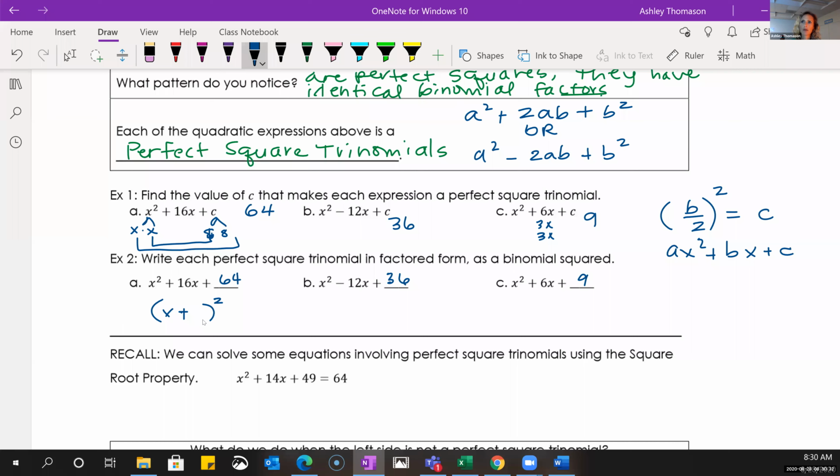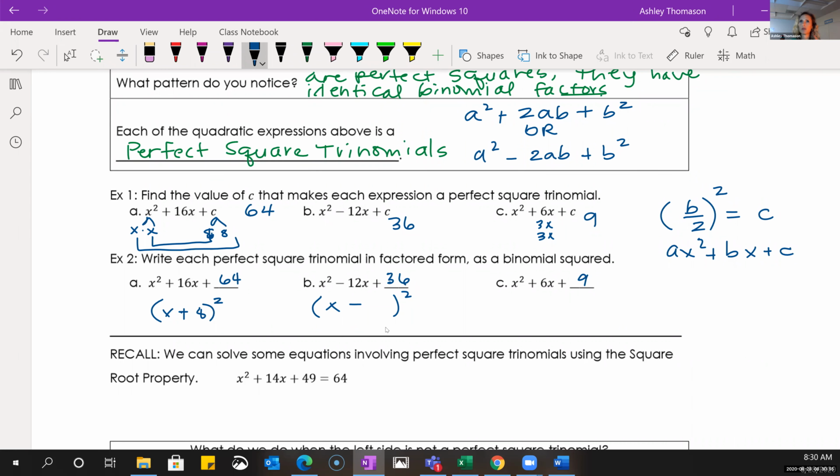What number adds up to 16 and multiplies to 64? 8. Very good. So it's this number that we used up here for the half of 16. Here, this one's going to have an x and a quantity squared, and it's going to have a minus because of this.